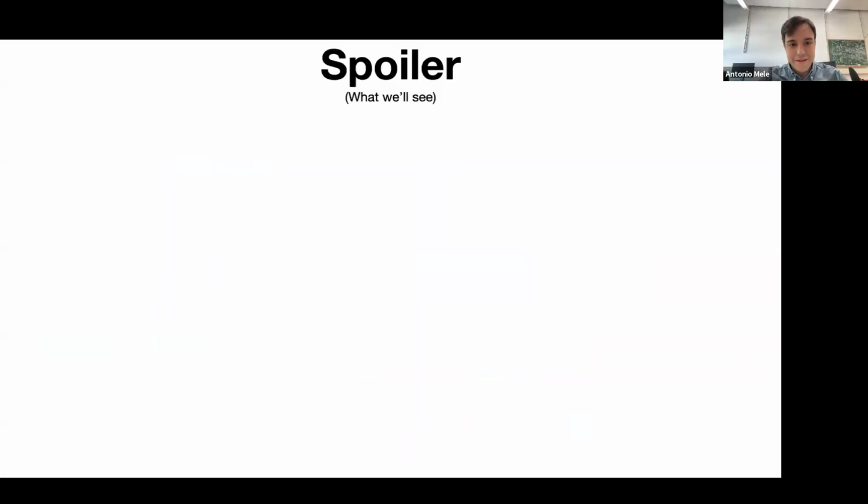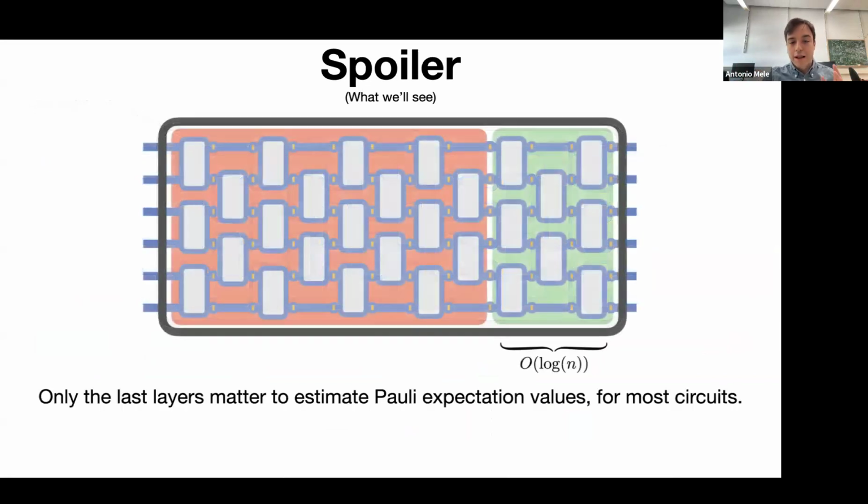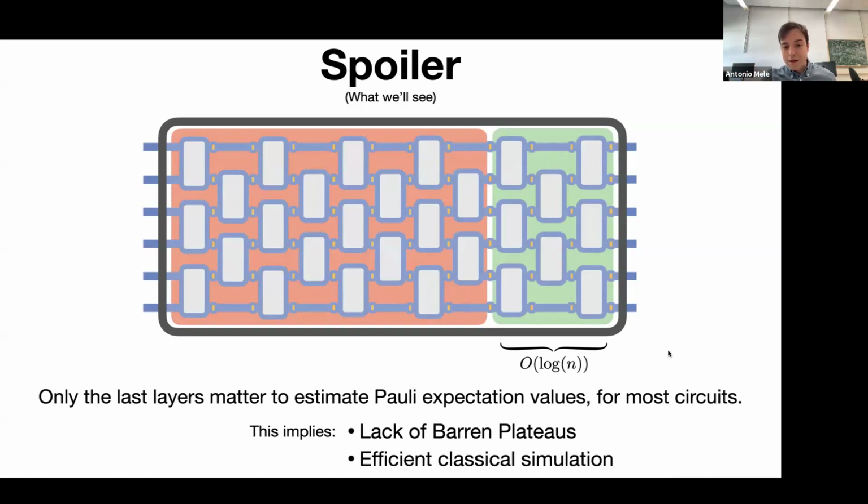Okay, let's start with a quick spoiler of our results, which we'll see in more detail and precisely in a few slides. We will see that if we pick a quantum circuit of a fixed depth with realistic noise, which I will define in a bit, only the last log n layers, where n is the number of qubits, matter for the task of estimating Pauli expectation values. And this happens with high probability, and we'll see precisely this statement in a moment. Since only the last log n layers matter, this implies a lack of barren plateaus for local cost functions. Leveraging the notion of effective shallow circuit, effective log-depth circuit, we will also show how to efficiently estimate Pauli expectation values classically.